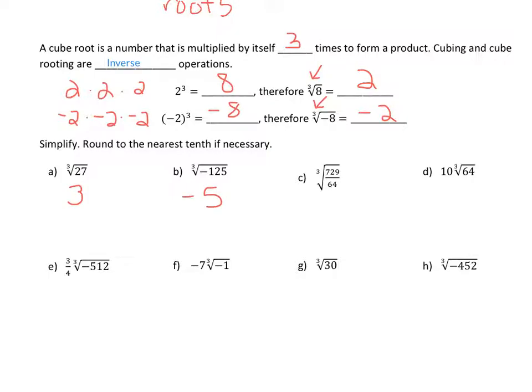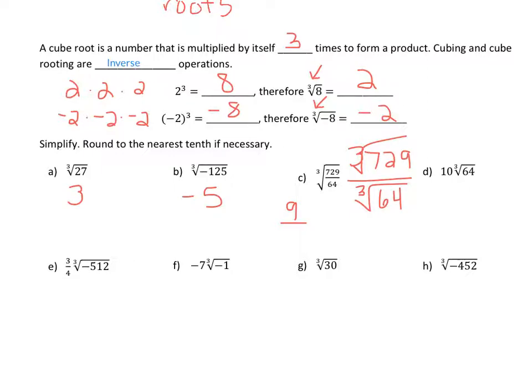Letter C, same as square roots, you want to take the cube root of the numerator and the cube root of the denominator. So here we're taking the cube root of 729 over the cube root of 64. Do them separately. The cube root of 729, so math on your calculator, option 4. The cube root of 729 is 9.